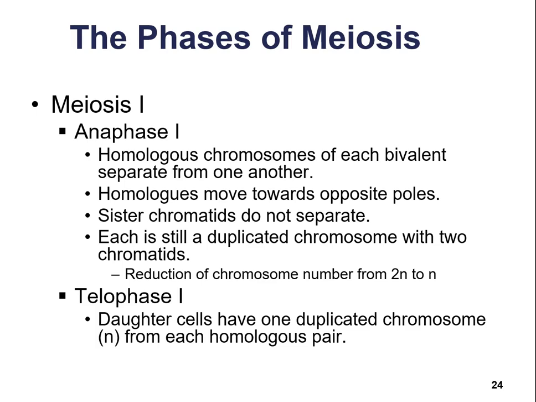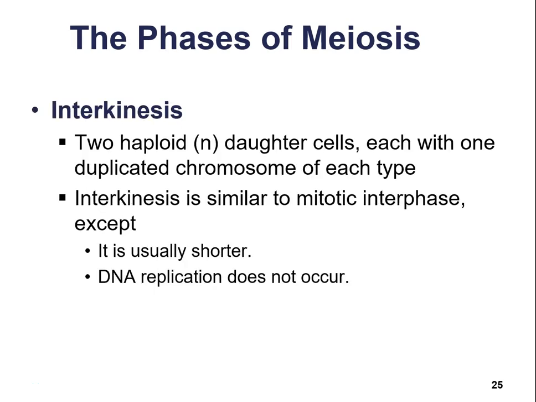Remember, during anaphase 1, the sister chromatids do not separate, okay? It's just the homologous pairs that separate. And again, at the end of meiosis 1, you have haploid cells, okay? All right, so in telophase 1, you basically have the formation of those two daughter cells, okay?